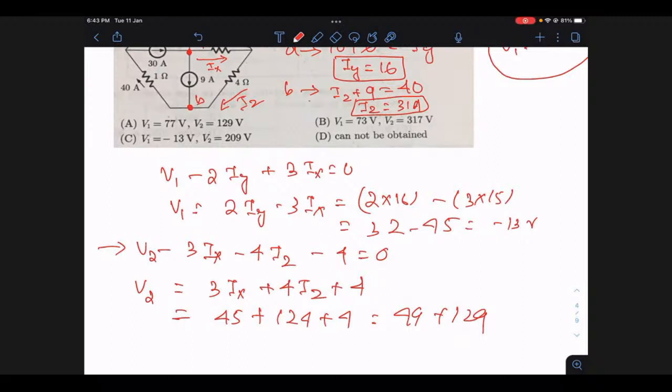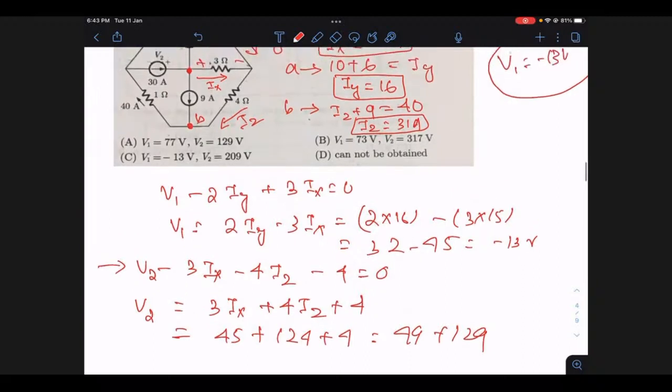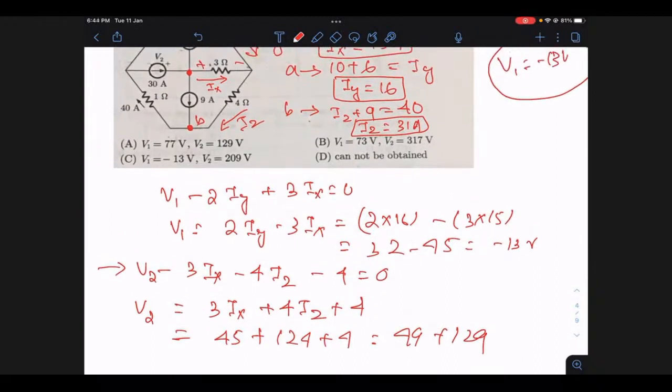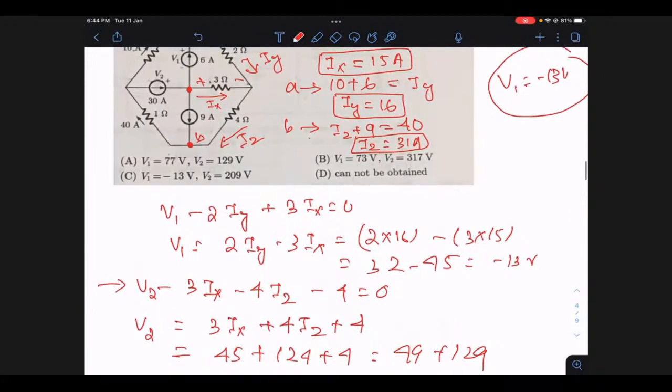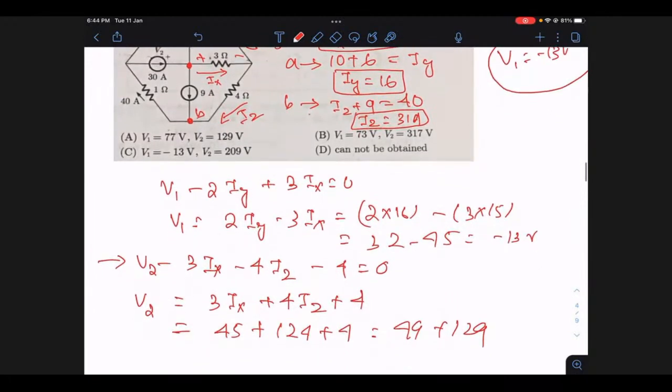Some calculation mistake is happening, it seems. Let's see. 3IX minus 4IZ minus 4. So 3IX plus 4. 3 into IX is 45. 4 into IZ is 124 plus 4. So check the calculations. But the approach is this only.